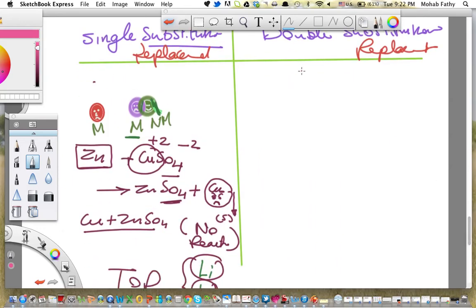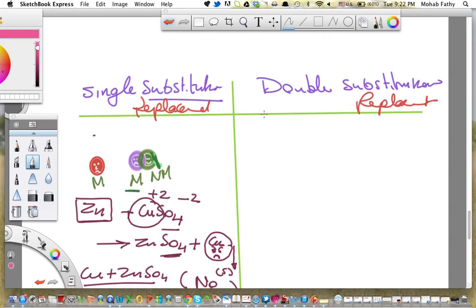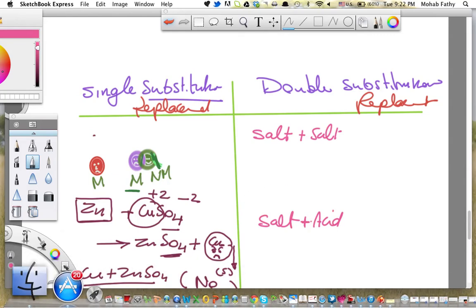Okay. Let's move to the next one, which is double substitution, or double replacement. What do you mean by double replacement or double substitution? Look, pay attention to what I will write. Salt plus salt, or salt plus acid. This kind of reaction takes place whenever you put salt plus salt or salt plus acid.